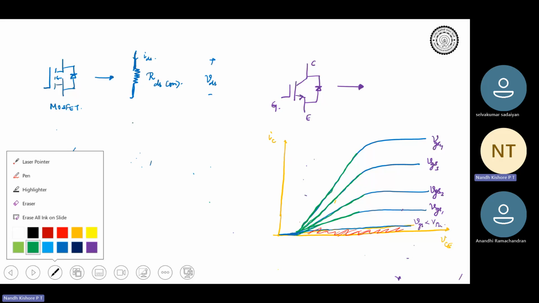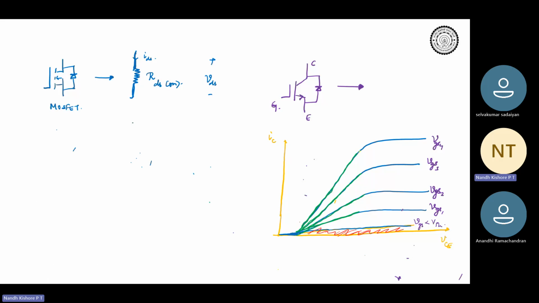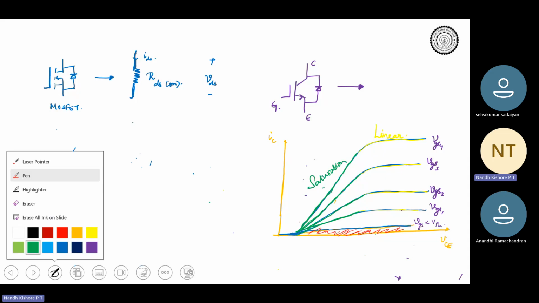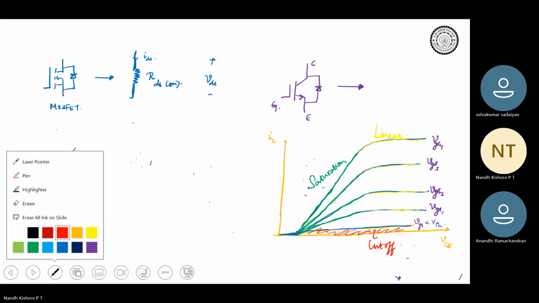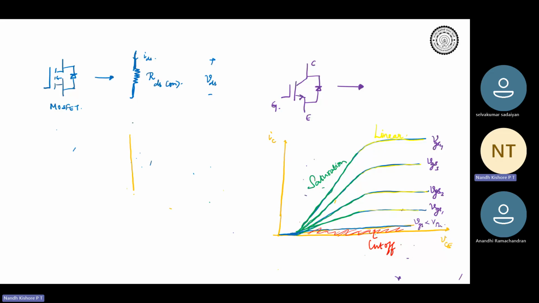And after it approaches the knee point, after the knee point, these regions are your linear regions. So in your IGBT, this is your linear region, and this is your saturation region, and this is your cutoff region. Now, if you compare that with a MOSFET, let me just asymptotically draw the curves for a MOSFET.